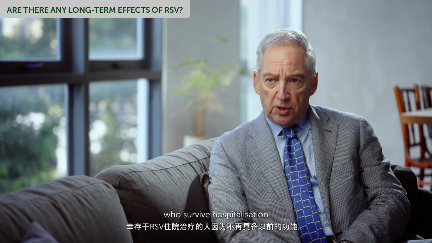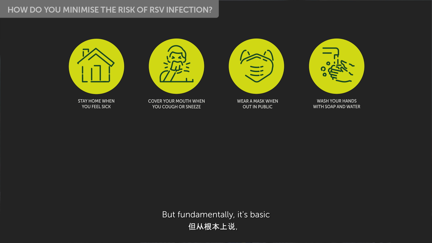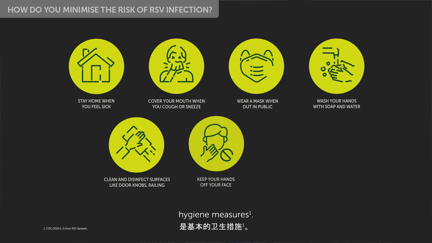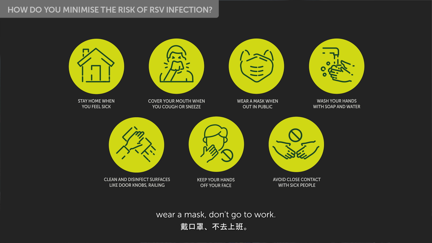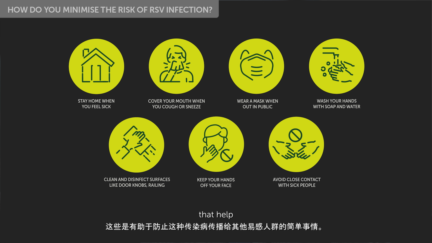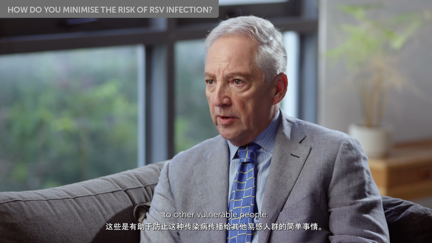If someone is infected with RSV, the obligation is on that individual to try and stop the propagation of this virus to other members of their family or other people that they get to come in contact with, particularly at work. So if someone is sick with RSV, don't go to work. Stay home so you won't infect other people. If you are infected with RSV, cover your mouth and nose when you cough or sneeze. You may want to wear a mask to reduce the likelihood of spreading infection to other people. But fundamentally, it's basic hygiene measures. Wash your hands, wear a mask, don't go to work. Those are the simple things that help prevent the spread of this infection to other vulnerable people.